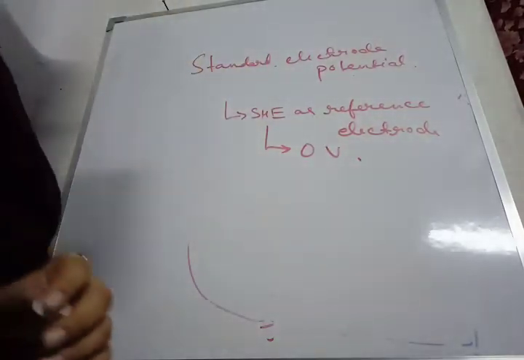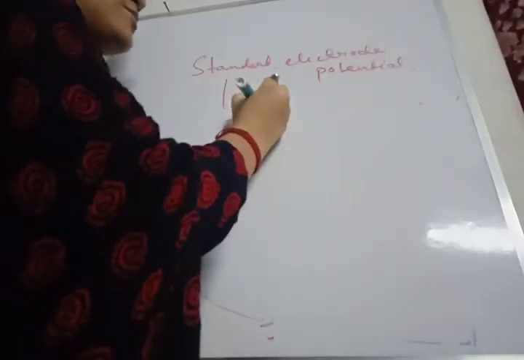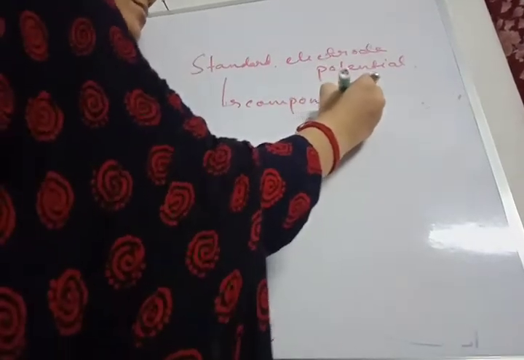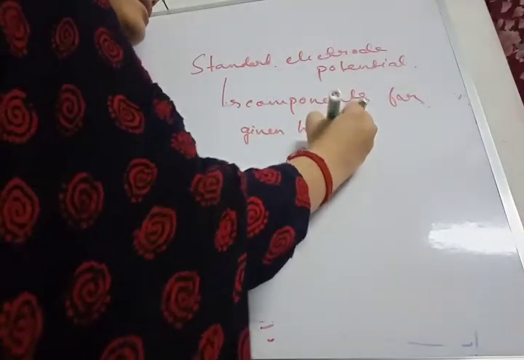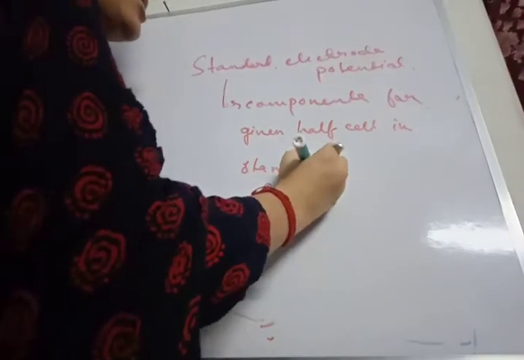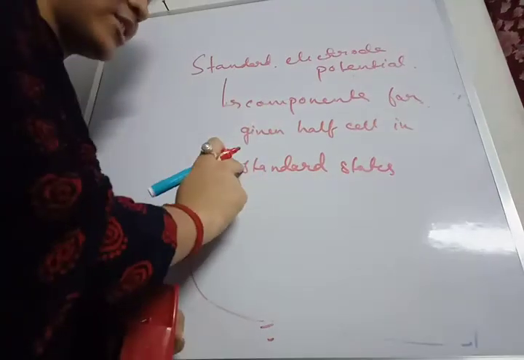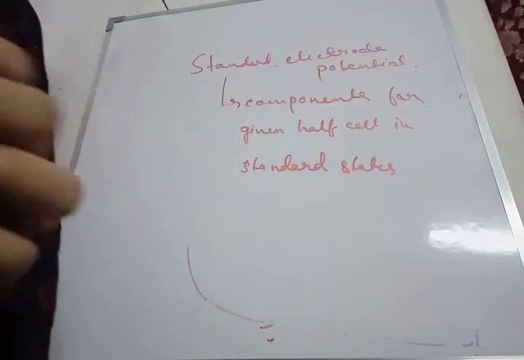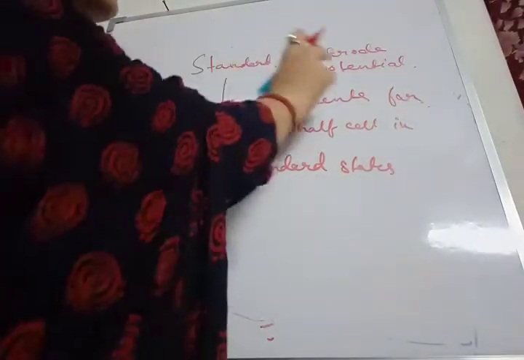So what is the meaning of standard electrode potential? It means that components for the given half cell are to be in their standard states. Now standard states means temperature is 298 Kelvin, pressure is 1 bar if it involves a gaseous component, and ionic concentration is 1 molar. So single electrode potential got modified to this term, but the meaning is the same, and it is represented as E naught.